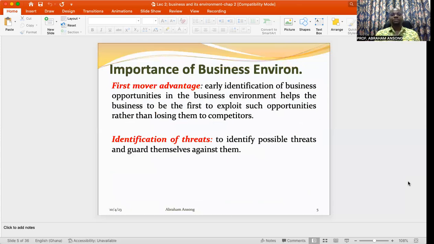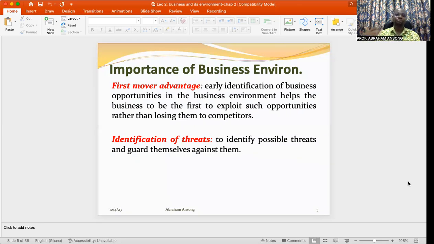Then the other important reason why you need to study your business environment as a business person is what is known as the first mover advantage. Okay, so it's related to the idea of taking advantage of opportunities. There are opportunities, and the opportunities will normally be found in the environment of a business. So if you pay attention to your environment, particularly your external environment, it will help you to know the opportunities that are there. But knowing is different from being able to take advantage of that, okay? But to be able to take advantage of that, you should have known that that particular opportunity exists.